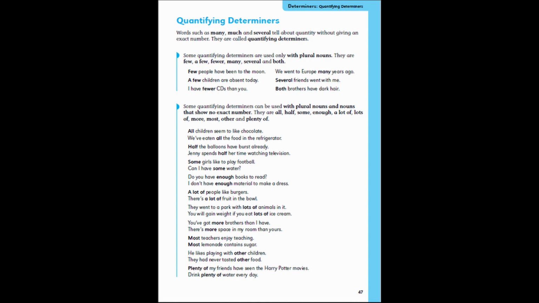Can I have some water? Do you have enough books to read? I don't have enough material to make a dress. A lot of people like burgers. There's a lot of fruit in the bowl.